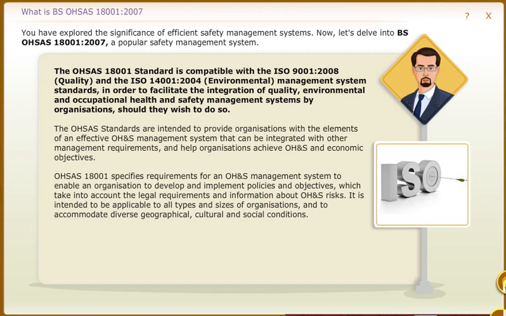The OHSAS standards are intended to provide organizations with the elements of an effective OH&S management system that can be integrated with other management requirements and help organizations achieve OH&S and economic objectives. OHSAS 18001 specifies requirements for an OH&S management system to enable an organization to develop and implement policies and objectives which take into account the legal requirements and information about OH&S risks. It is intended to be applicable to all types and sizes of organizations and to accommodate diverse geographical, cultural, and social conditions.